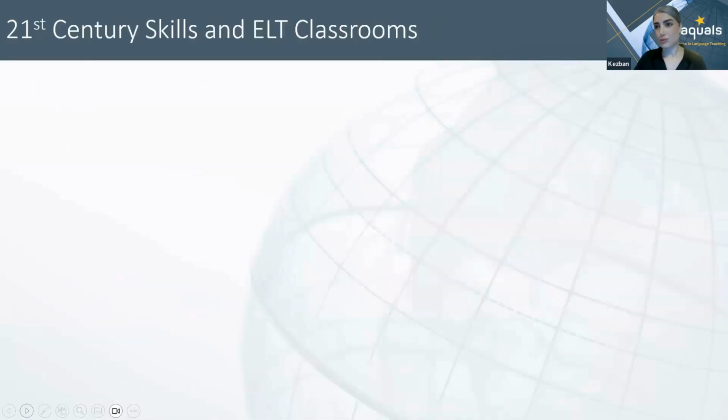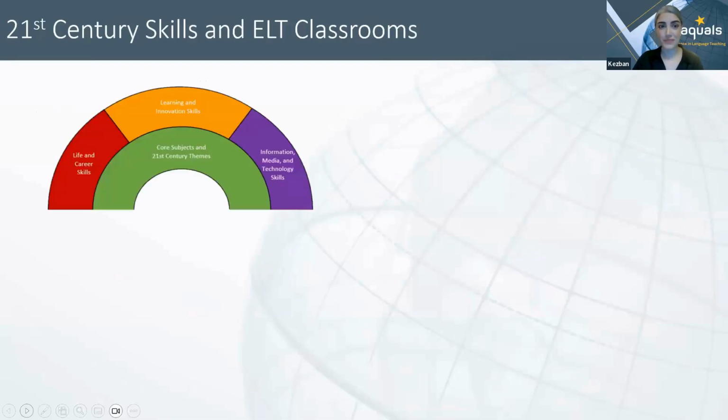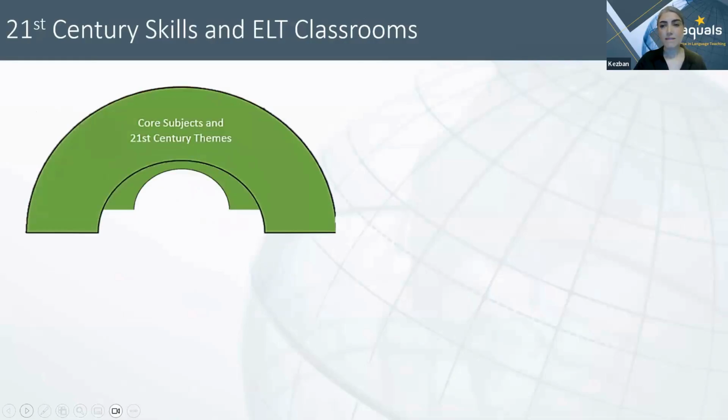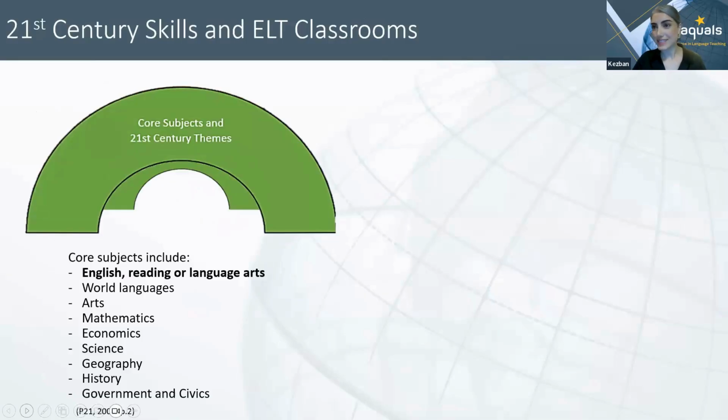How about the ELT classroom? Where does English language instruction stand in terms of developing such skills? You would remember in the core of this visual, we had core subjects and skills. When we have a closer look at these subjects, these include, as in the list given in the original document, English, reading and language arts, world languages. So this shows us that our classrooms as ELT classrooms play an important role in the development of such skills and may serve this purpose.